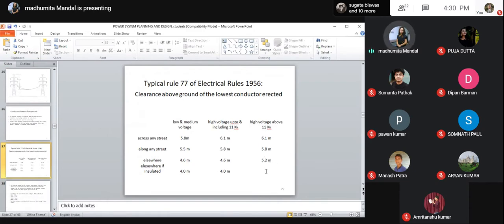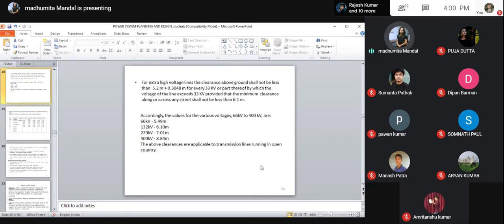So, basically, if we just consider any other place, the minimum clearance for 33 kV will be 5.2 meter. That is, what I said earlier, 5.18 meter, 17 feet to be exact. Okay, and then it will change according to the rule I mentioned earlier.